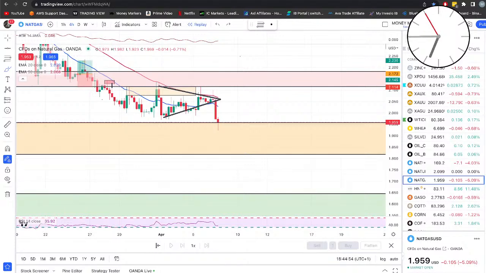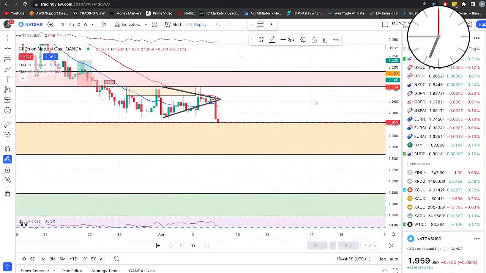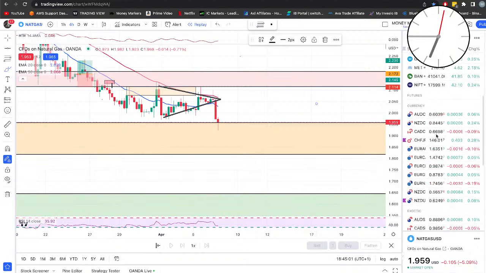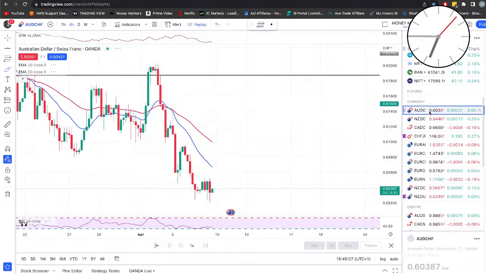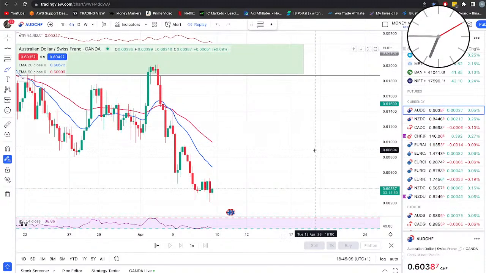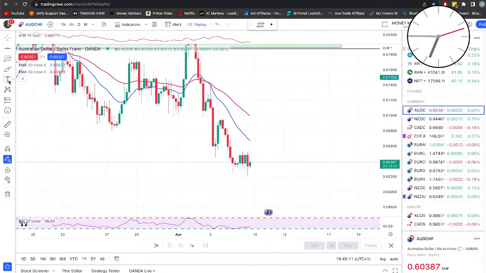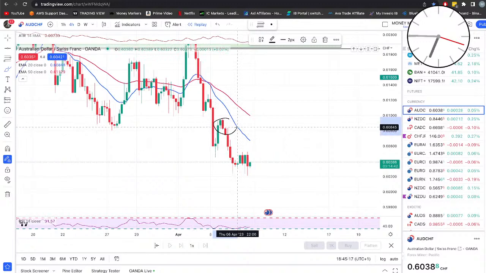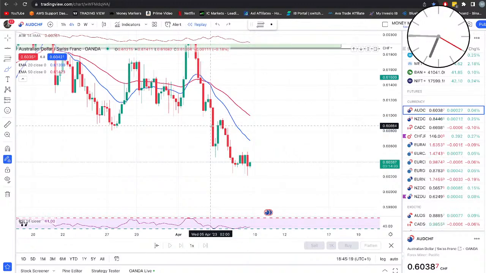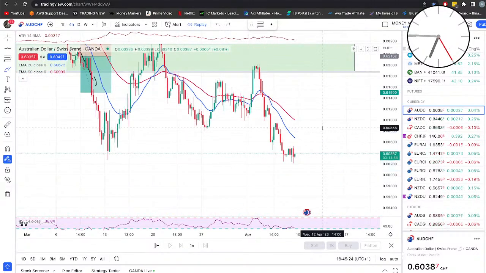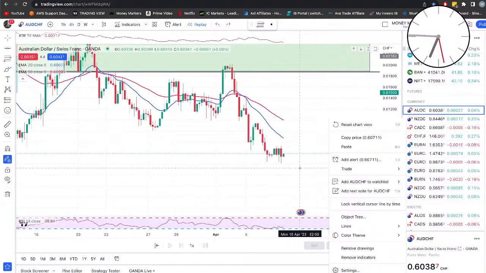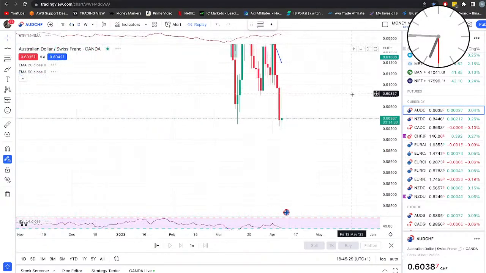Okay, Australian dollar against Swiss franc. Let's check that. Where is that pair? Right here. You already have a nice sell signal that happened 2 days ago. Missed this entry as well. Let's see how far it can go.